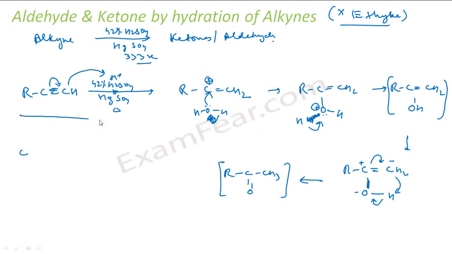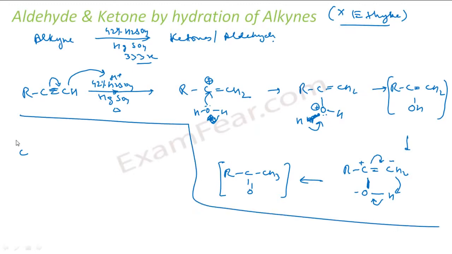If you want, I can take one example. For example, if I take CH3, C triple bond CH, again I do the same thing, almost 40% H2SO4 and HgSO4. So what you get is CH3, C double bond CH3. This is my propanone. So by hydration of alkynes, we can easily get ketones or aldehydes.